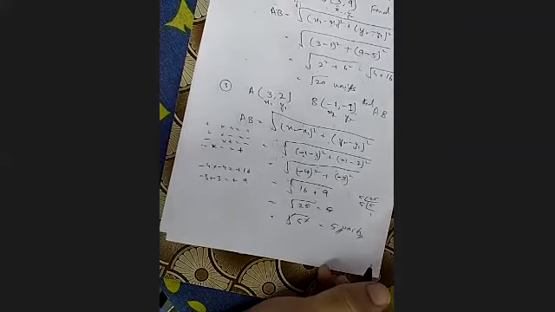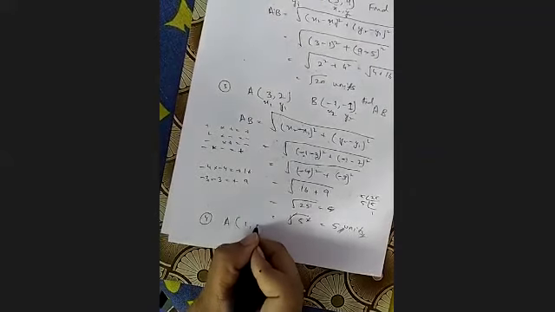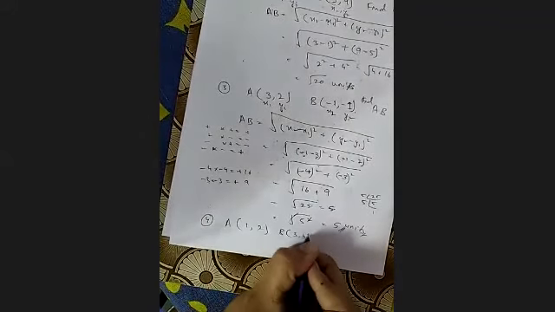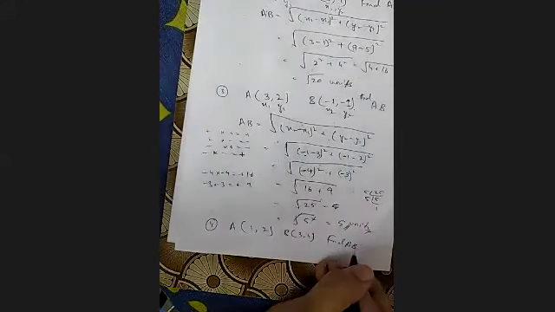Understood? Now try to solve this question by yourself. A is equal to 1 comma 2. B is equal to 3 comma 4. You have to find the distance between A and B.